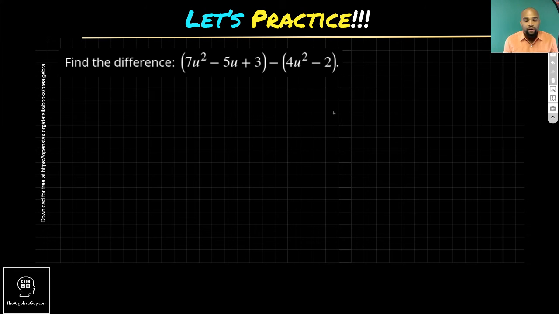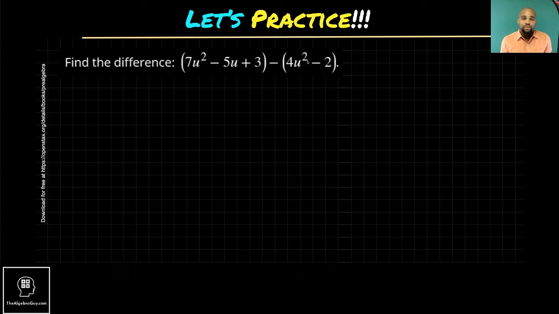Now, for difference, this is one you need to be careful of, because when we subtract, we have to remember to subtract the whole quantity. For instance, this one says 7u squared minus 5u plus 3 minus 4u squared minus 2. So what are we really subtracting here? Well, we're not subtracting just 4u squared. We're subtracting 4u squared minus 2, the whole quantity.